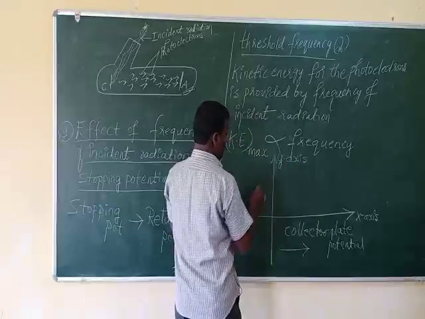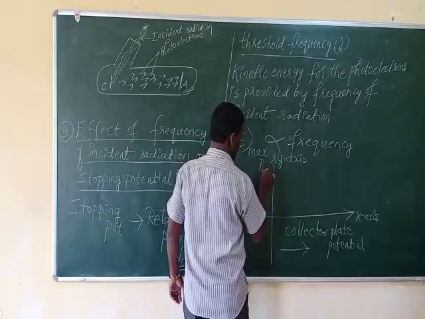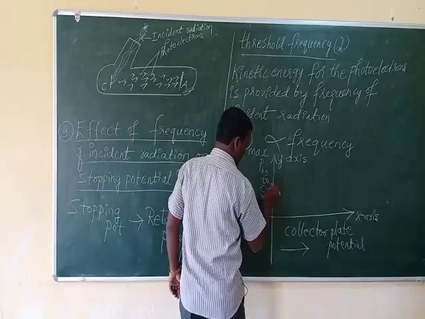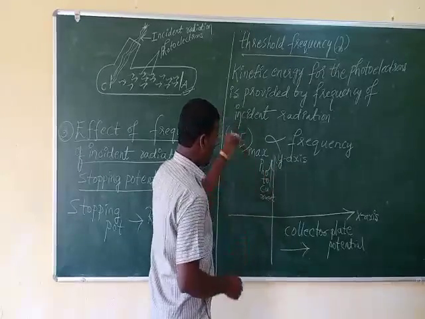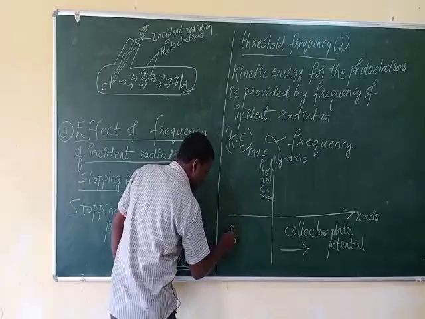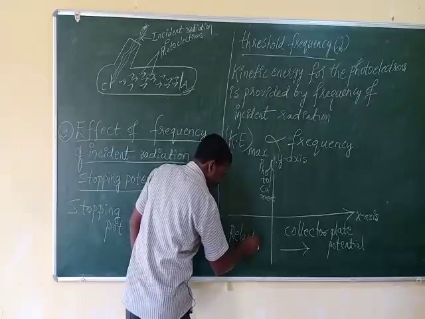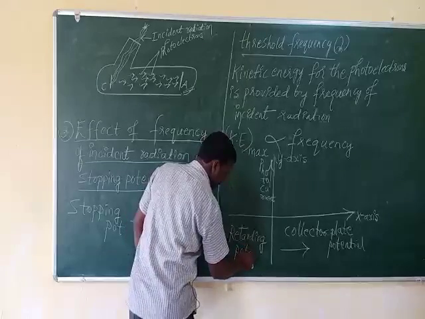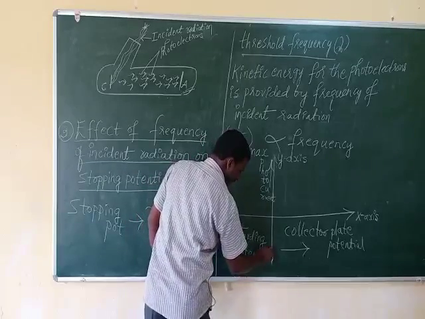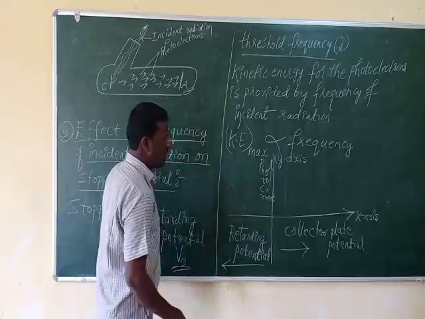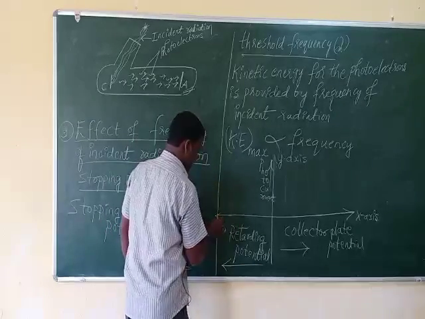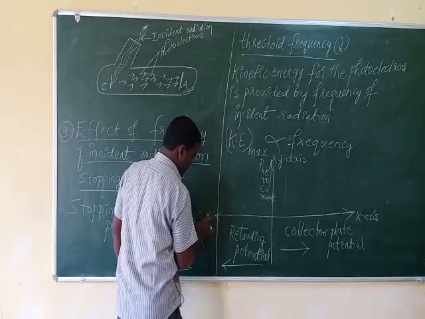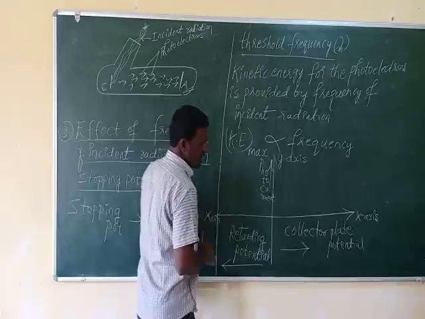On the y-axis here I am taking photocurrent. Photocurrent is taken along this direction, and retarding potential is taken in this direction, the negative x-axis. So see here.